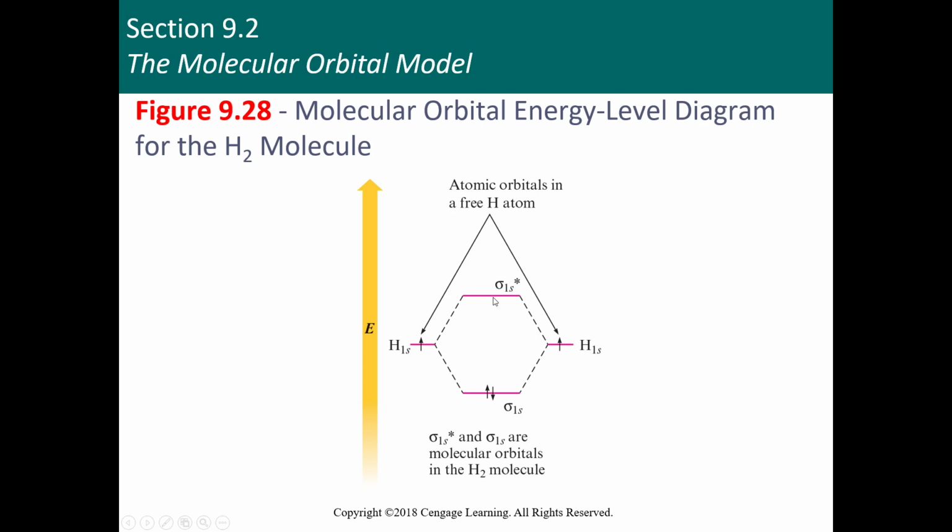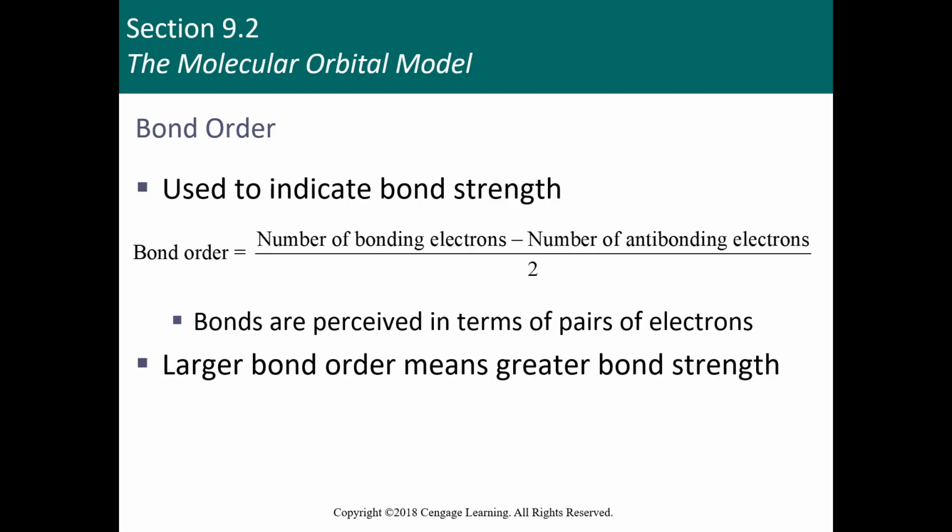This right here is the antibonding orbital, and it is a sigma asterisk 1s. Again, it was made from 1s orbitals from these hydrogens, and it is the sigma straight-on overlap, but it is the antibonding, which means they're not in between, they're on the opposite sides.